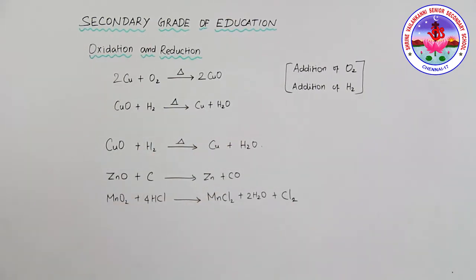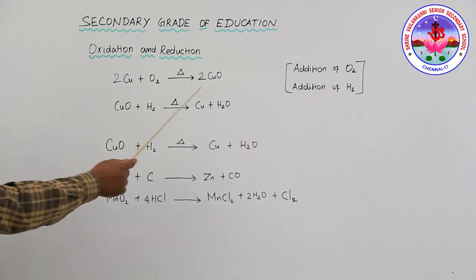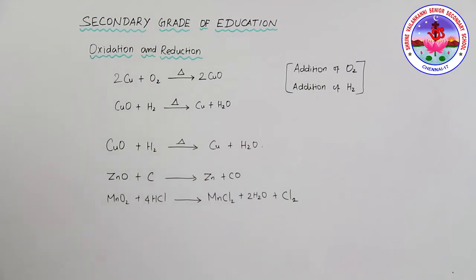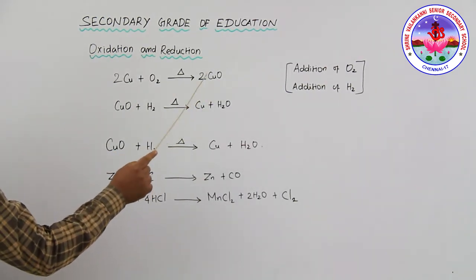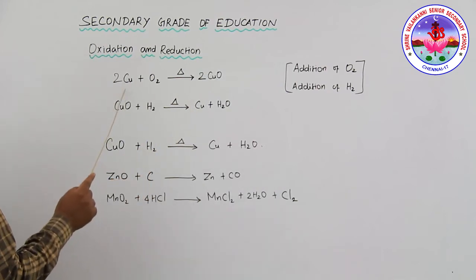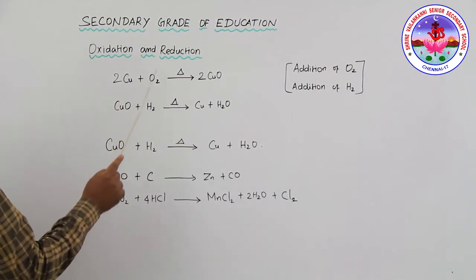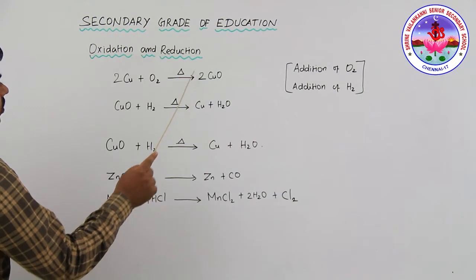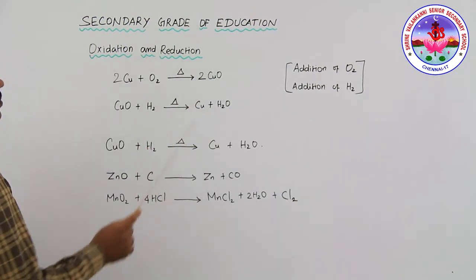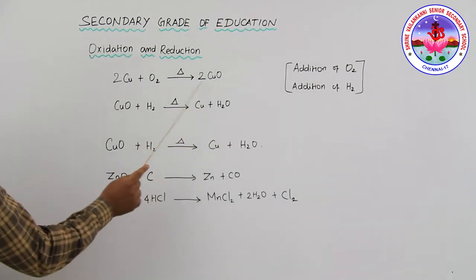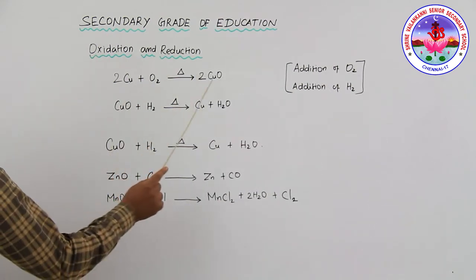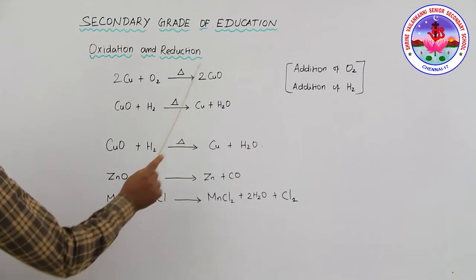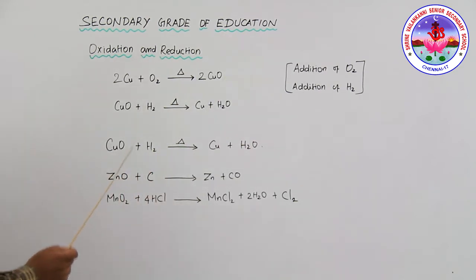Here some examples are given. Copper reacts with oxygen on heating and converts to copper oxide. What is added here? Addition of oxygen, so it oxidizes. Copper powder in the presence of oxygen on heating converts to copper oxide. The oxygen combined with copper, so this is called an oxidation reaction.